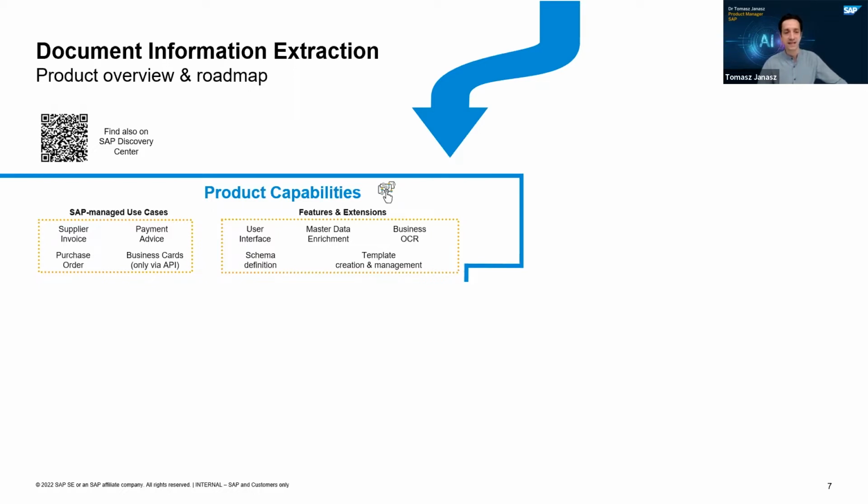Then when it comes to the extensions, we provide a schema configuration or schema definition in order to provide you the opportunity to extract certain fields or custom fields that we do not provide within the standard. And the template creation and management. This is for the use cases where you have to process custom document types that are also not managed by SAP.